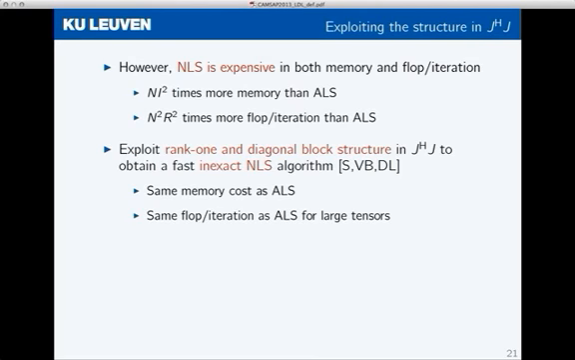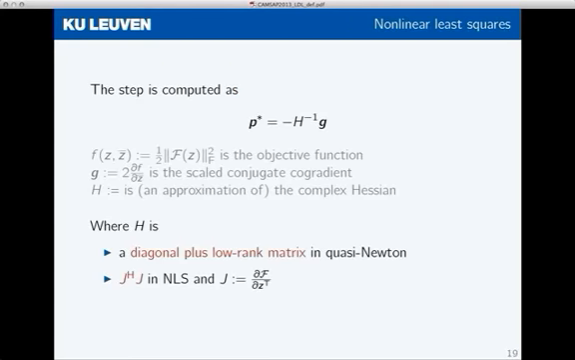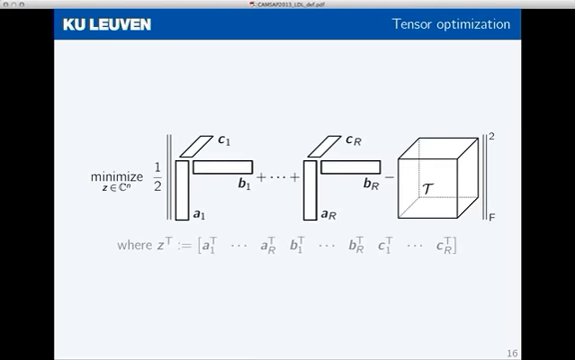So what we did was we really exploit the structure of this CPD. We took into account that you have a rank 1 structure everywhere. So we are never going to construct that big Jacobian. We are only going to store in memory the factor matrices and a few auxiliary things.